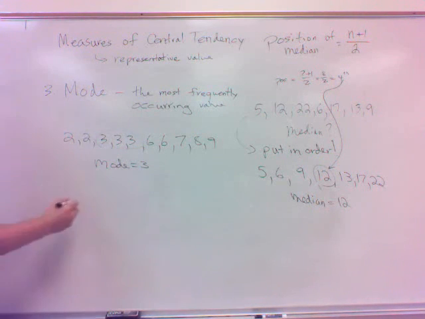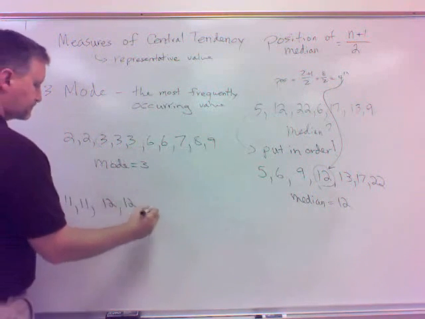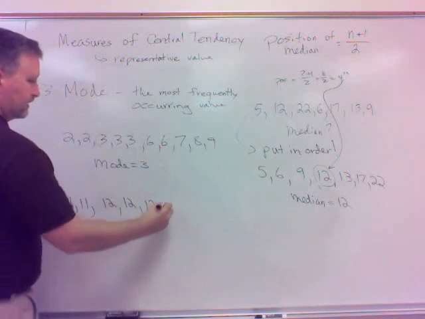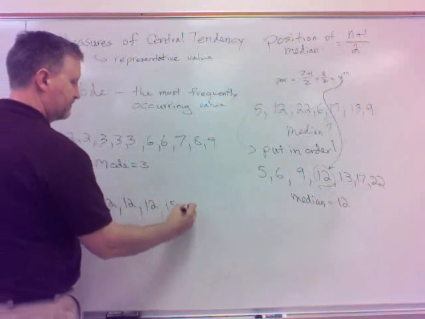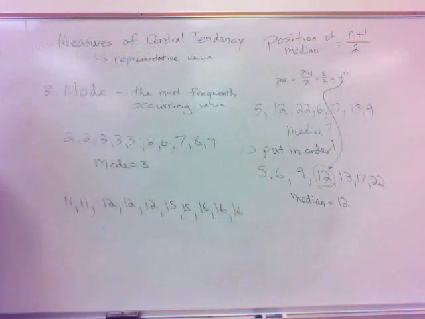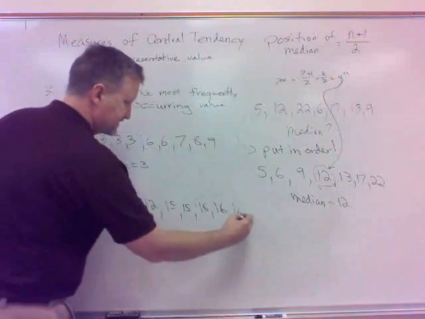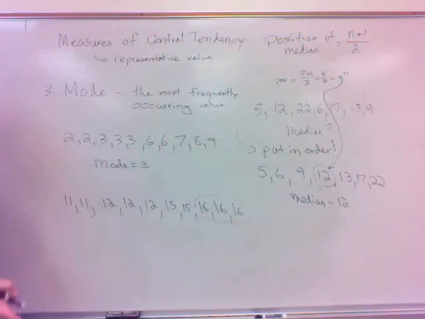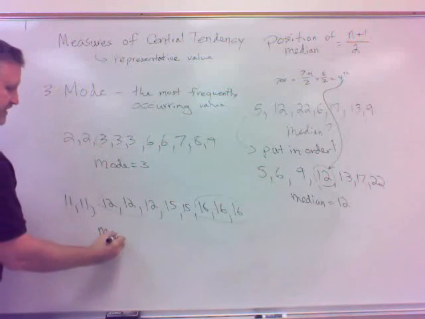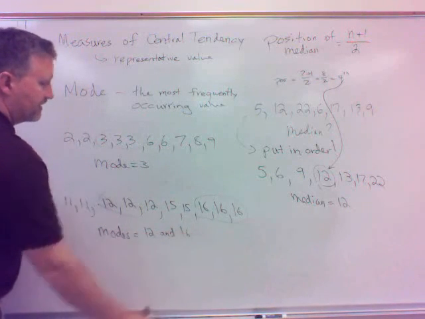Now say I had 11, 11, 12, 12, 12, and 15, 15, and 16, 16, 16. What's the mode there? Well, I have 12 that occurs 3 times. I have 16 that occurs 3 times. This one has 2 modes. Yeah, you can have 2 modes.